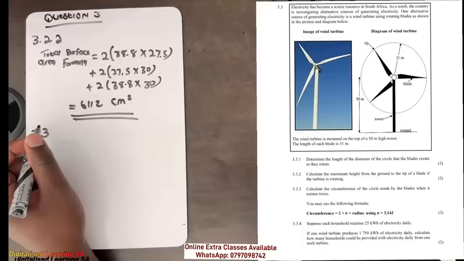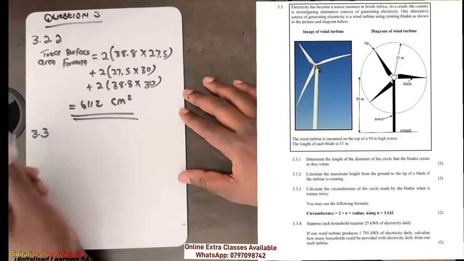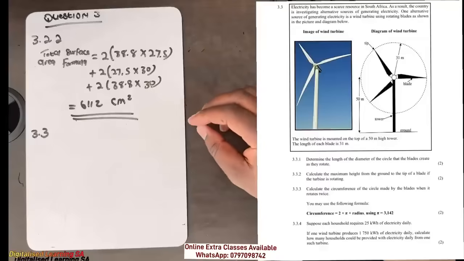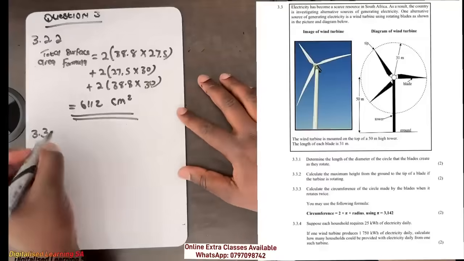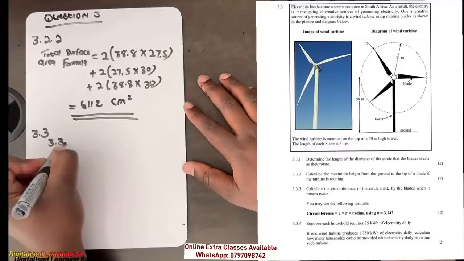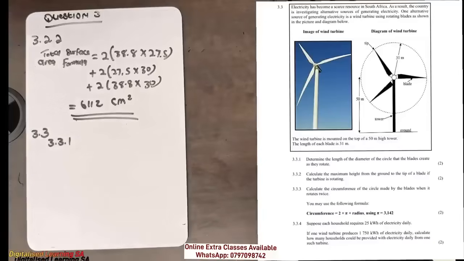We are told that the wind turbine is mounted on the top of a 50-meter high tower, and the length of each blade is 31 meters. So now let's go ahead and answer our questions. We'll start with question 3.3.1. Question 3.3.1 says: determine the length of the diameter of the circle that the blades create as they rotate.